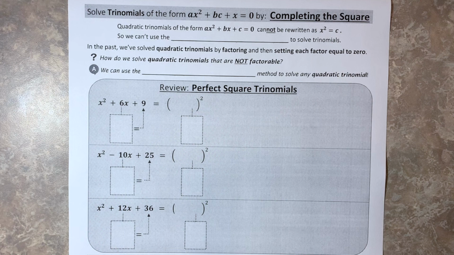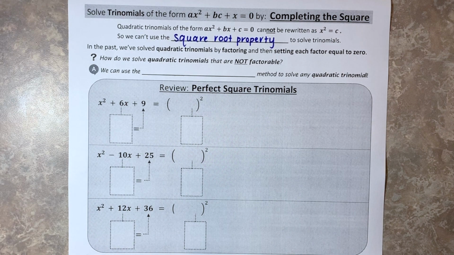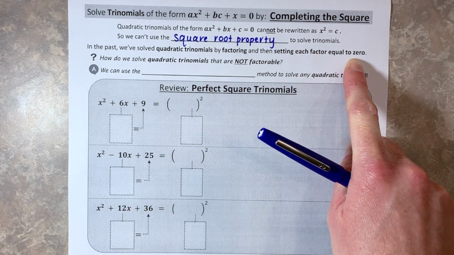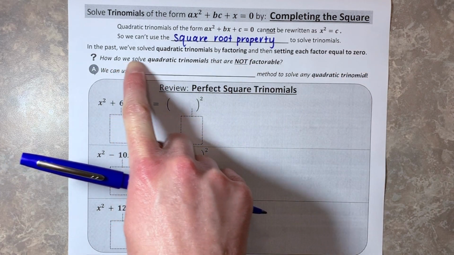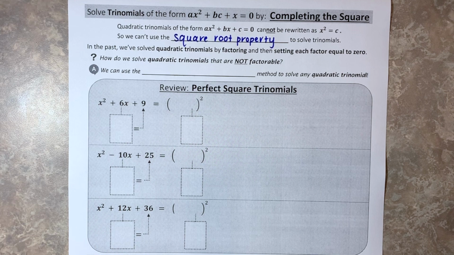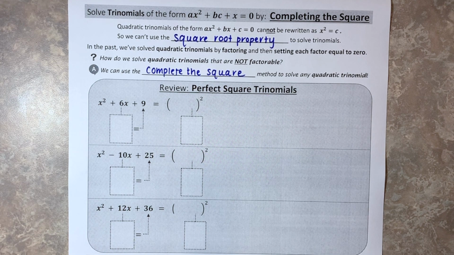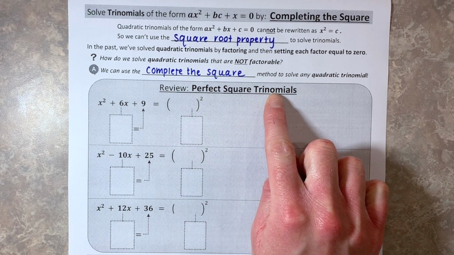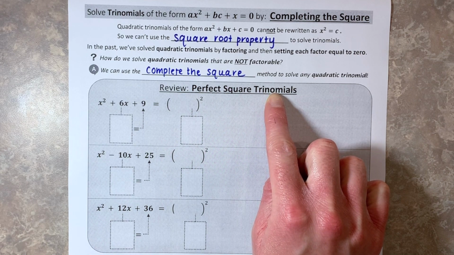So we can't use the square root property to solve trinomials. In the past, we've solved quadratic trinomials by factoring and then setting each factor equal to 0. But the question that we just asked, how do we solve quadratic trinomials that are not factorable? We can use the complete the square method. Before we go over the complete the square process, we need to understand what perfect square trinomials are, and we also need to understand some crucial properties that perfect square trinomials have.